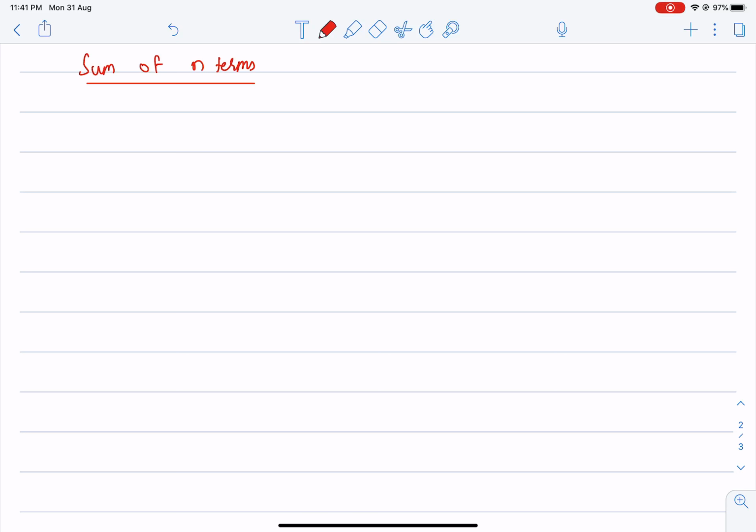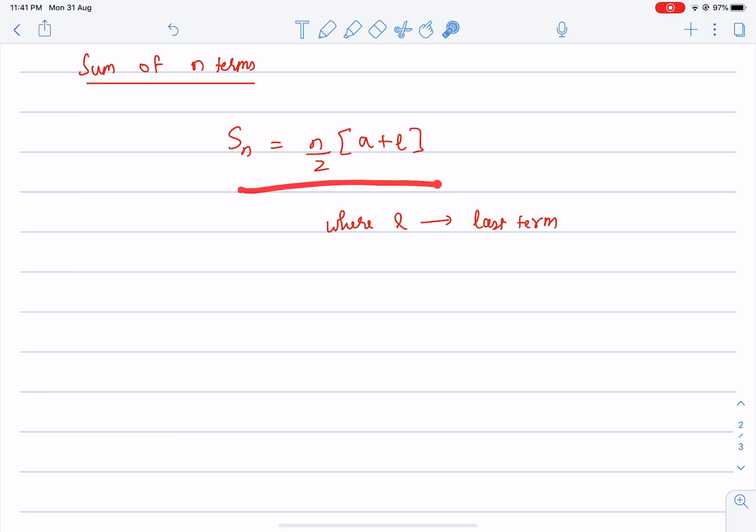Continue. Sum of n terms. The sum of n terms, Sn, is equal to n by 2 into a plus l, where n is the number of terms and l is the last term. But sometimes they do not give the last term. The last term is not given, then what do we do? We are stuck.